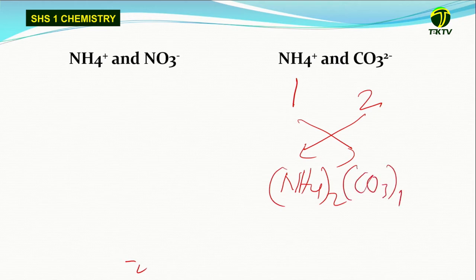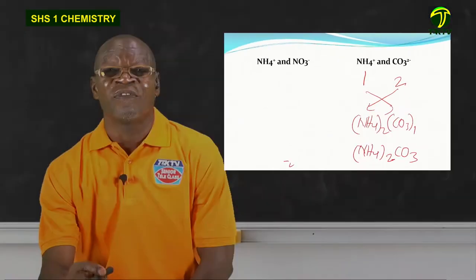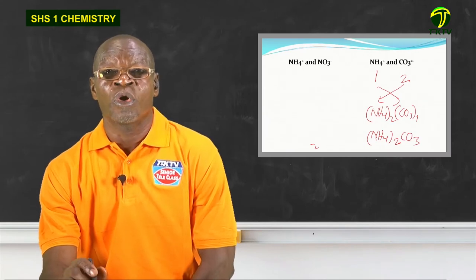don't write the 1. So we remove the bracket from CO3 and we obtain the formula (NH4)2CO3. So that gives us the formula for ammonium trioxocarbonate 4, or ammonium carbonate. So that is how we write formulae for compounds.